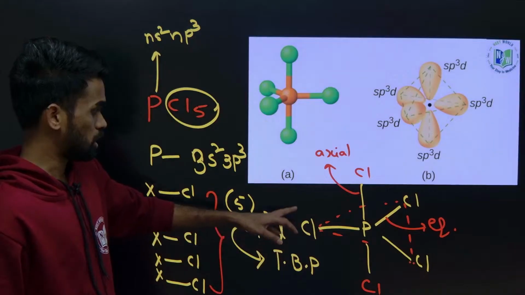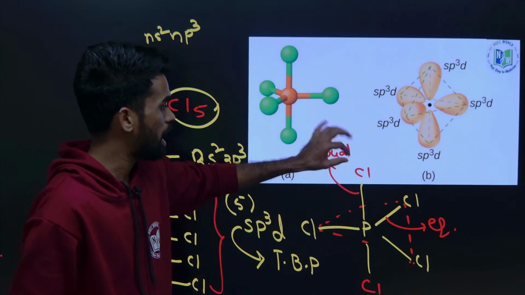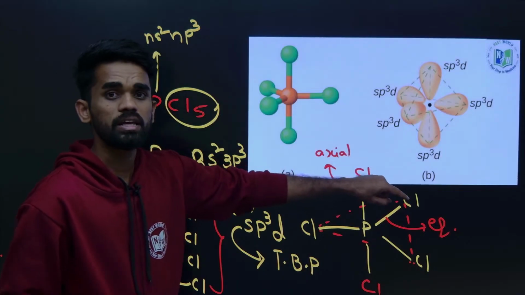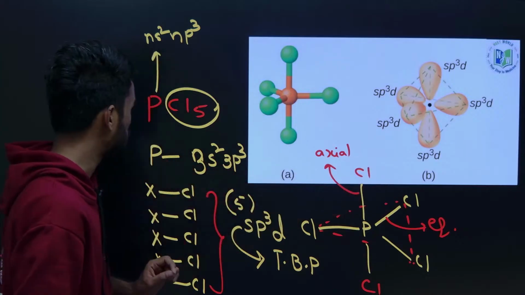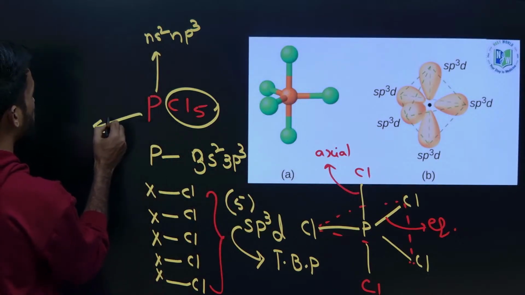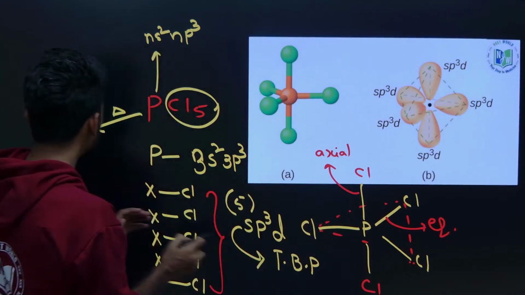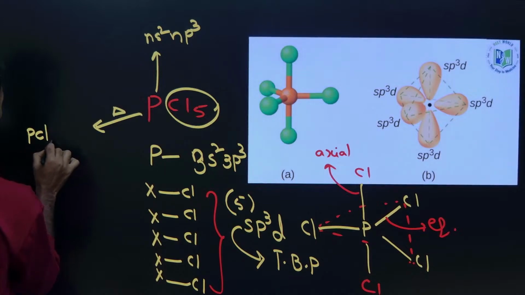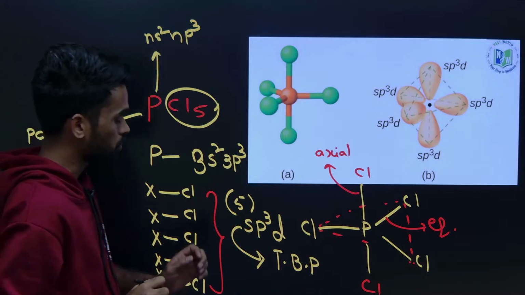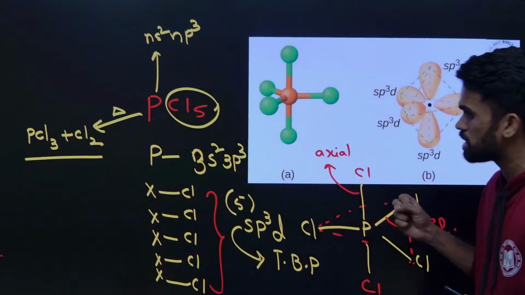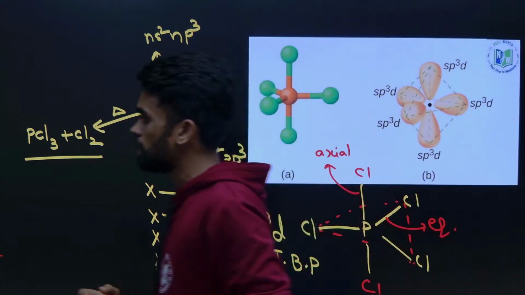Remember, when the surrounding atoms are the same, with axial and equatorial positions, the axial bond length is greater than the equatorial bond length, and axial bonds are weaker than equatorial bonds. Therefore when we heat PCl5, what happens? These 2 weaker bonds dissociate, decomposing to give PCl3 plus Cl2 gas. So we can say axial bonds are weaker than equatorial bonds. You can remember this statement.